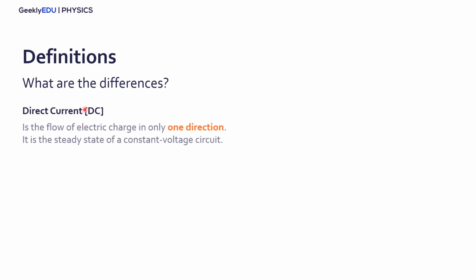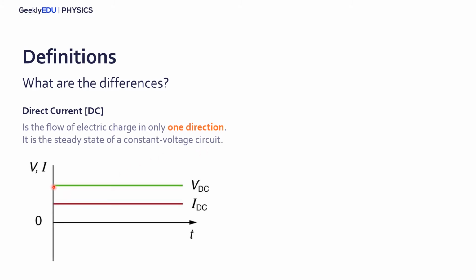Okay, so first, what are the differences? For direct current, this type of current is the flow of electric charge in only one direction. You can think of it as the steady state of a constant voltage circuit. So the voltage and the current in DC are constant over time.